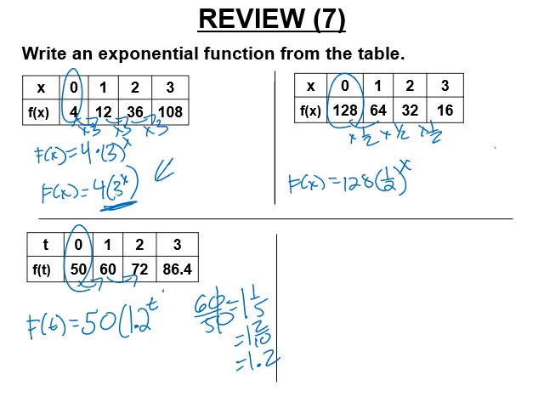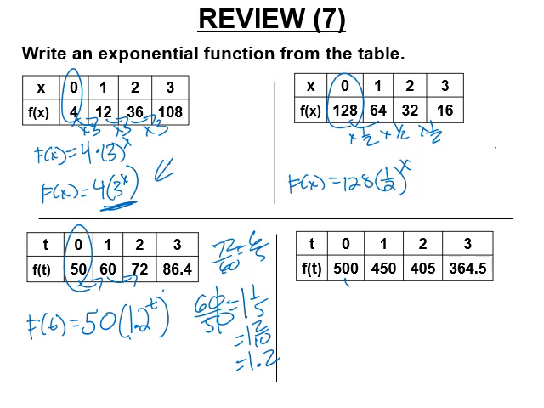I've been writing this both ways, have I not? It doesn't really matter. So 1.2 to the t. So that's right, it's getting 20% higher. If you do 72 over 60, you also get, well, let's just divide those both by 12. You get 6/5, which is 1 1/5, which is 1 2/10.